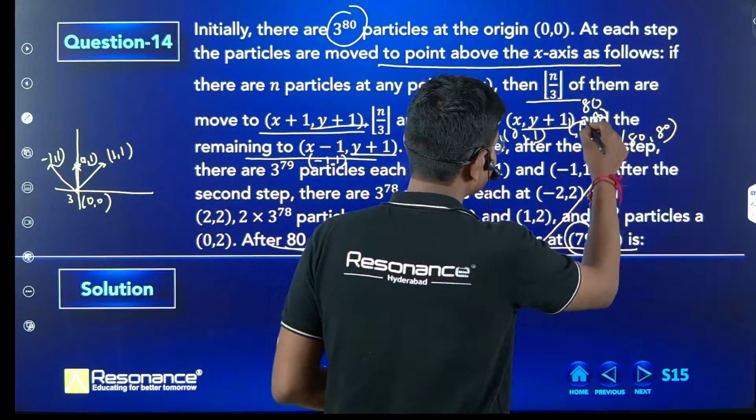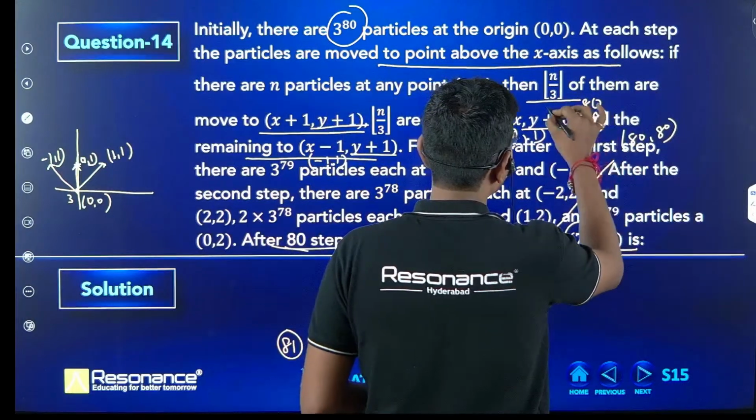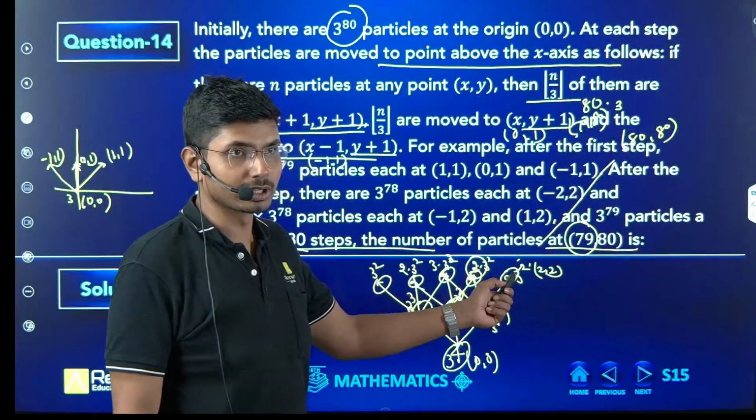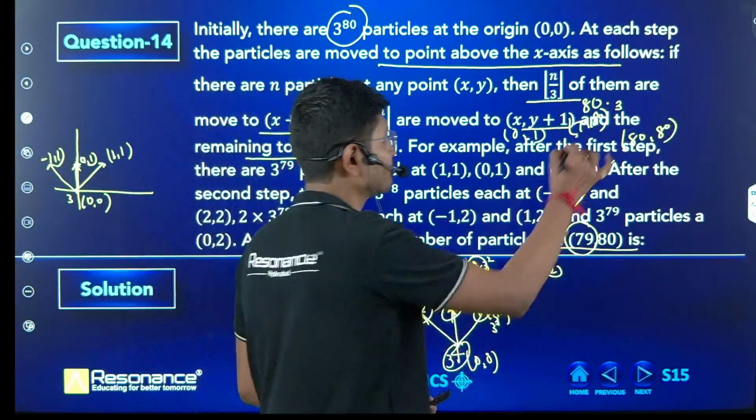After the 80th iteration, what happened? This will become 80 times 3 to the power. So the first iteration, this will be reduced by 1. Second, this will reduce by 2. After the 80th iteration, this will be reduced by 80.